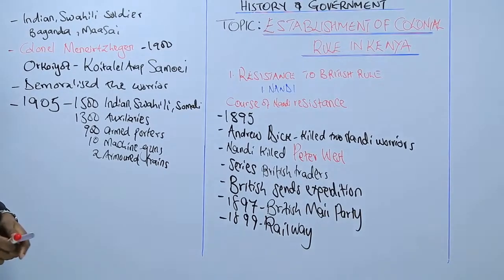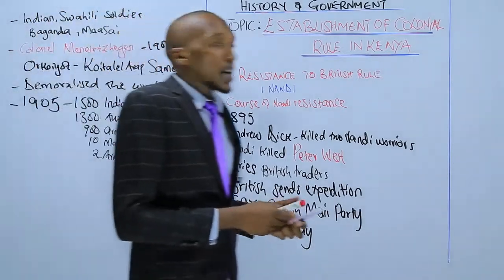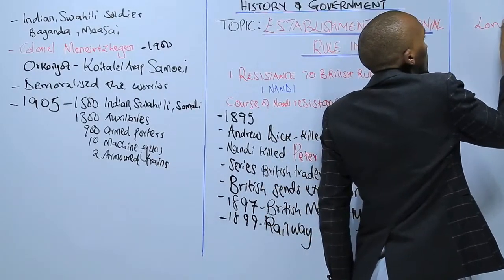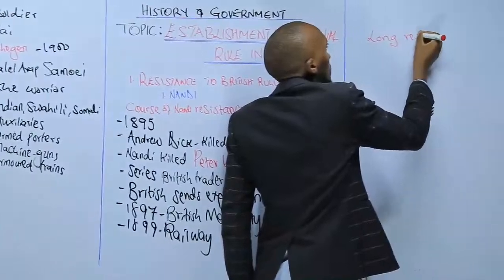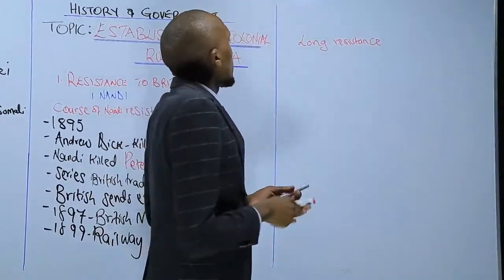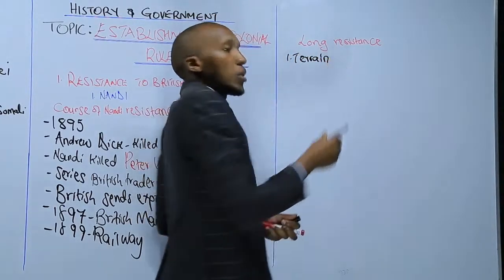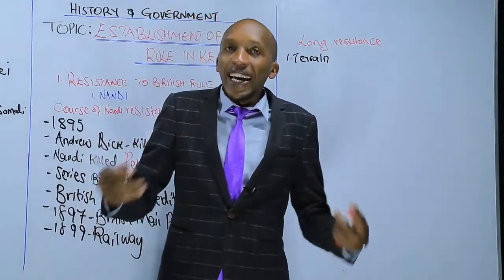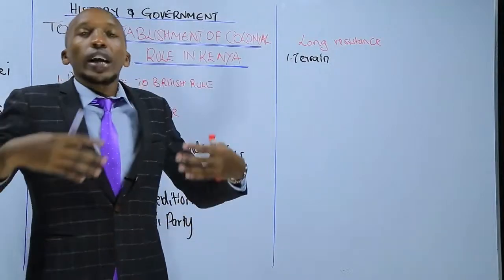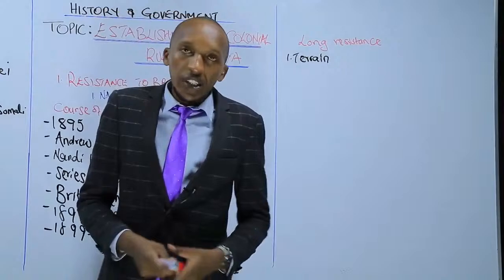So, reasons for the long resistance. Number one, they understood their terrain. So that is one reason why they put on a very long resistance. The terrain worked to their advantage. So the mountainous terrain, this is a highland, this is the Rift Valley. They have hills, they have valleys. So they understood their terrain very well, as opposed to the British, who were visitors in that area.